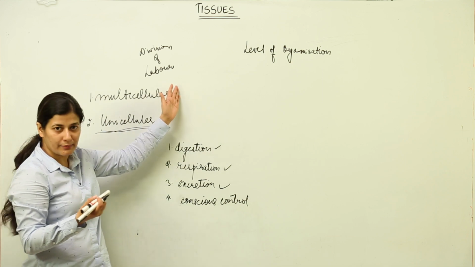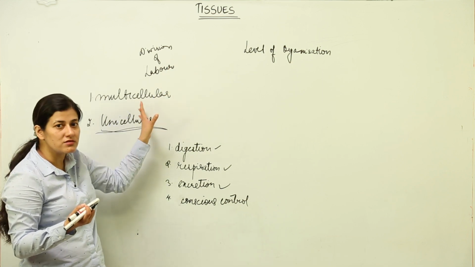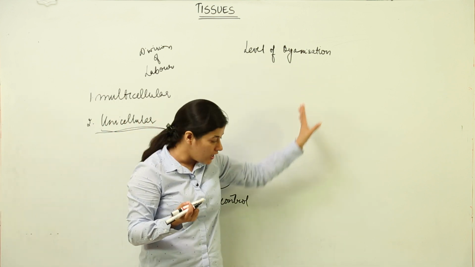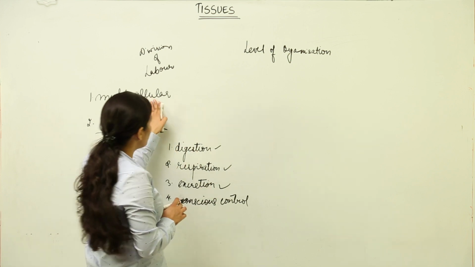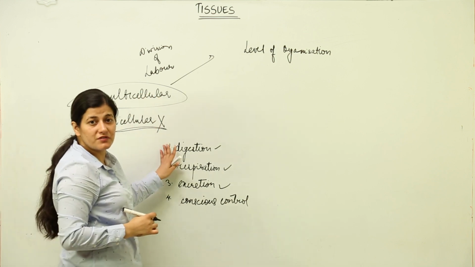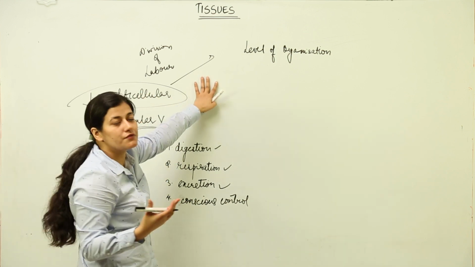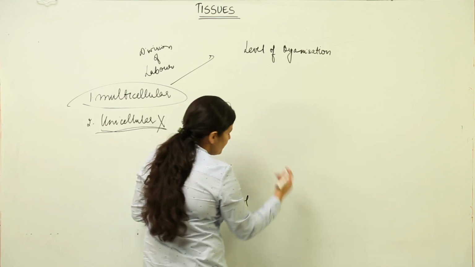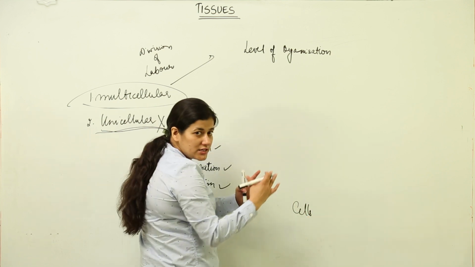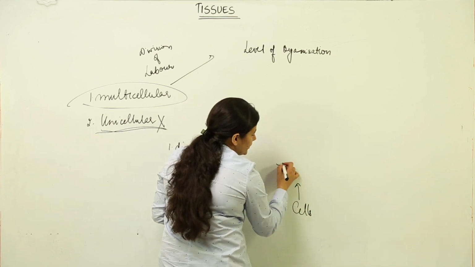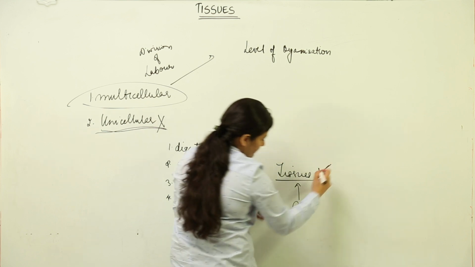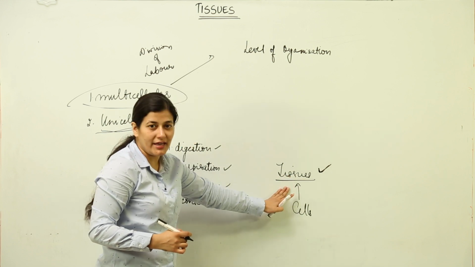So we have division of labor, and whenever there is division of labor in the presence of millions and billions of cells of an organism, we can see levels of organization. Now what are the levels of organization in a multicellular organism? Forget that this is visible in unicellular organisms; it is present in multicellular organisms only. There would be cells. Many cells would unite to form tissues, and that is the topic we have to study.